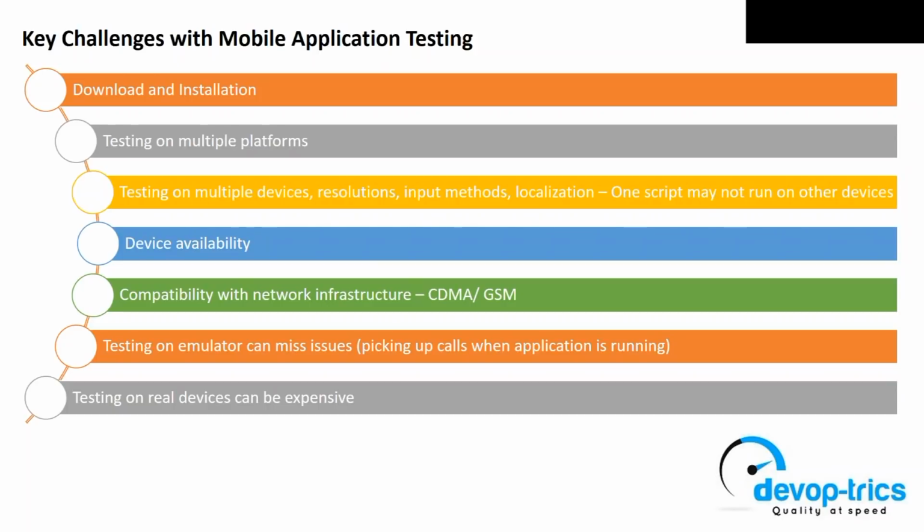So people are using it on their own devices, and they're reporting bugs if any. Your cost is practically shared by the users, and it's kind of crowdsourced, right? So there are multiple solutions to it. Like there is one solution to the multiple devices and resolutions, input methods and localization.